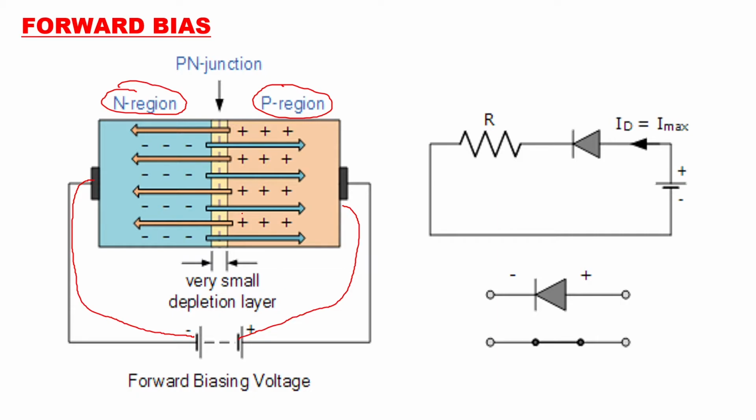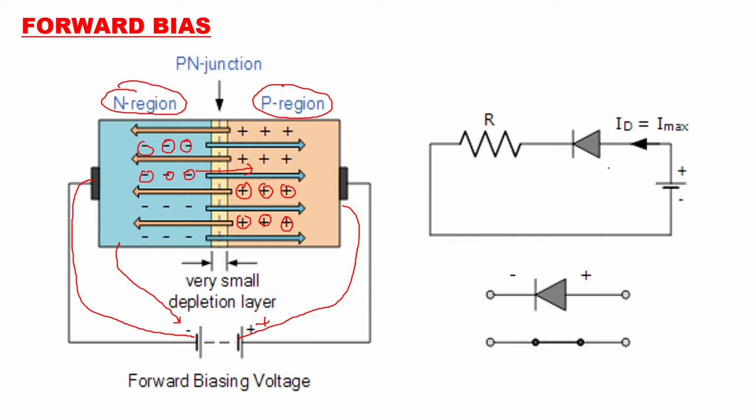The majority charge carriers in P type, which are holes, will be repelled by the positive potential here. So they will repel and start moving towards the N region. Whereas the electrons in the N region will be repelled by the negative potential you are applying here. This will make the electrons cross over the junction and go to the other side. The crossover of charge carriers will take place after the applied voltage crosses the opposition voltage, which is the potential barrier of 0.3 volt in case of germanium and 0.7 volt in case of silicon.